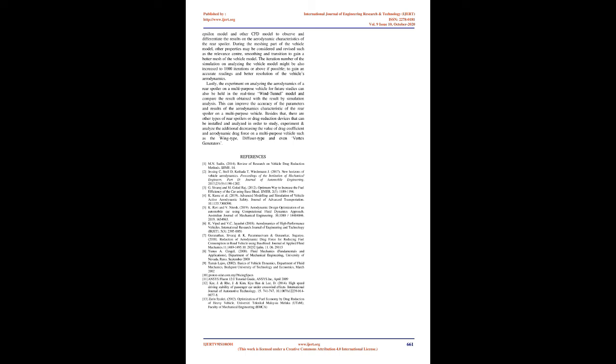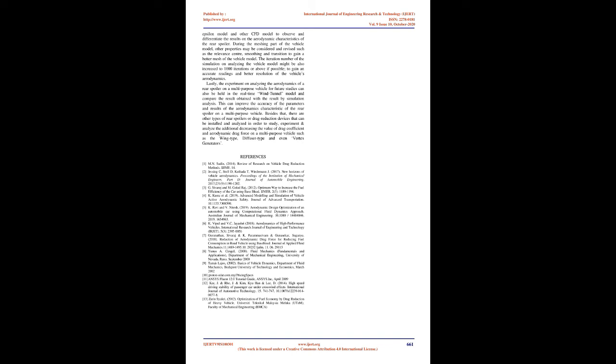16. Recommendation. As for the recommendation in future studies, the vehicle model must be modeled entirely by considering the wheels, side mirrors and other elements on the vehicle to construct better and more precise readings/results. It also can be simulated using other models such as the K-omega model, RNG K-epsilon model and other CFD models to observe and differentiate the results on the aerodynamic characteristics of the rear spoiler. During the meshing part of the vehicle model, other properties may be considered and revised such as the relevance center, smoothing and transition to gain a better mesh of the vehicle model. The iteration number of the simulation might also be increased to 1000 iterations or above if possible, to gain accurate readings and better resolution of the vehicle's aerodynamics.